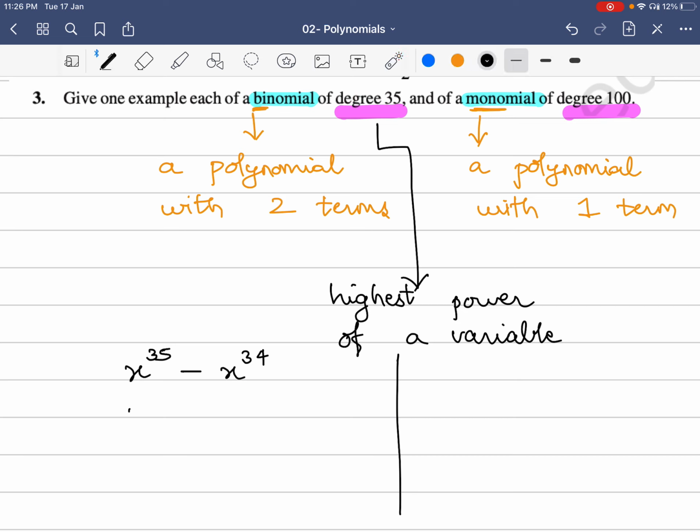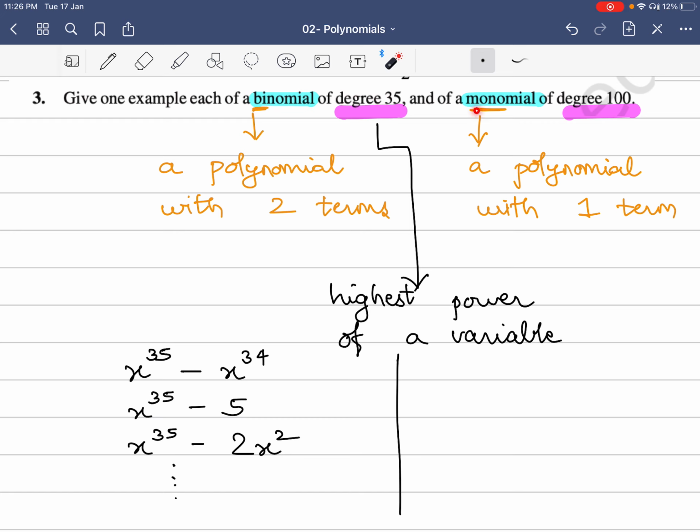Another possible example is x raised to 35 minus 5. This is also a binomial with degree 35. Another example is x raised to 35 minus 2x square. This is also a binomial and it also has a degree 35. Similarly, there are infinite such possibilities of a binomial with degree 35. Now let's move to the next one.